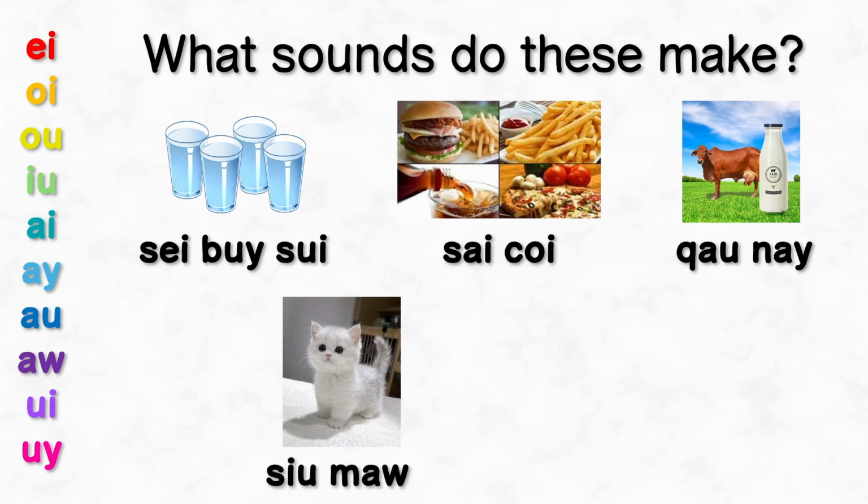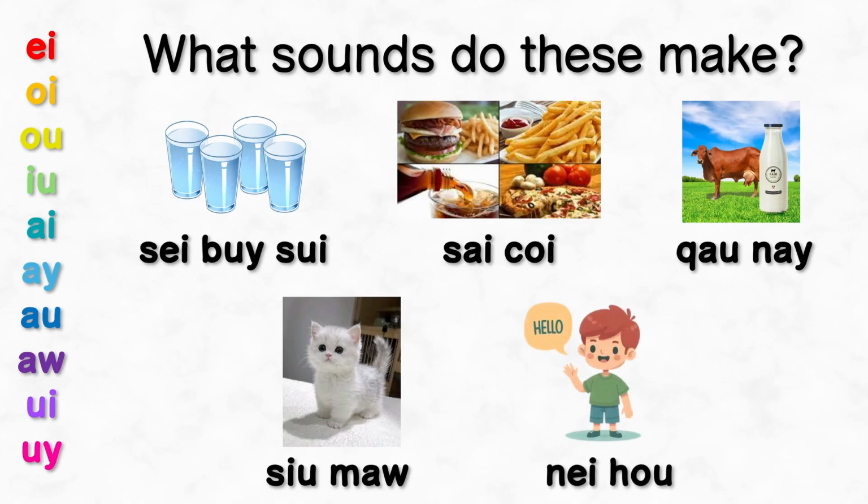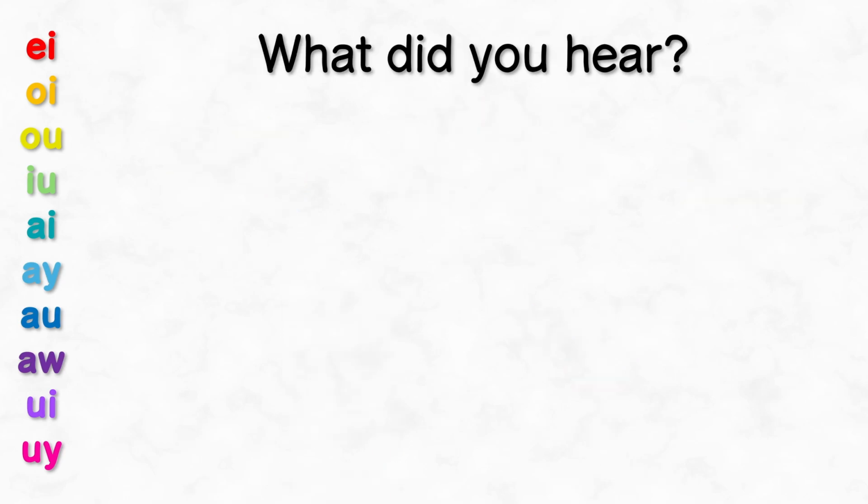Number 4 means little cat. The answer is 小猫. And finally, number 5, which is hello. And that one is 你好. Finally, I'm going to say some words and ask you to spell them out. Get ready to write them down or spell them out loud.